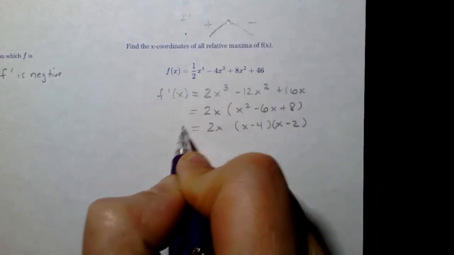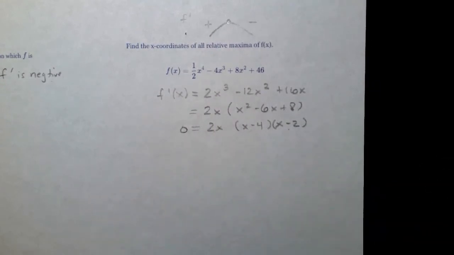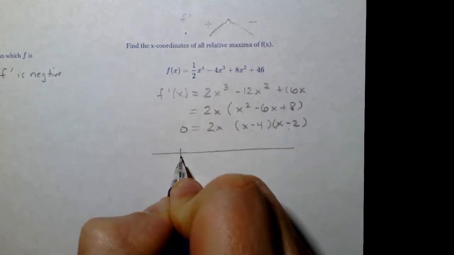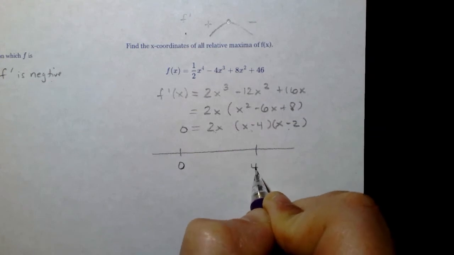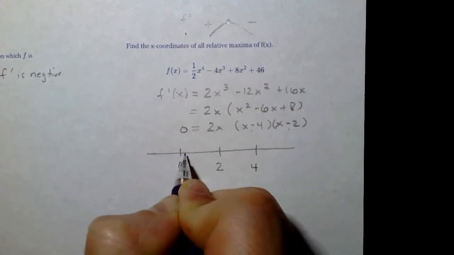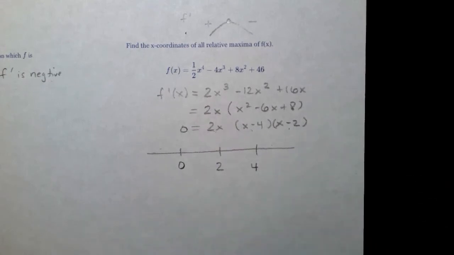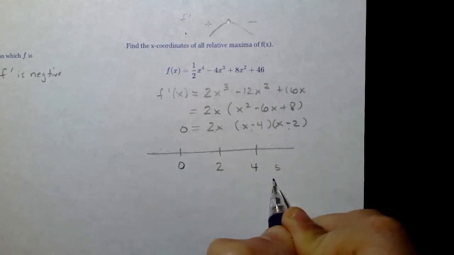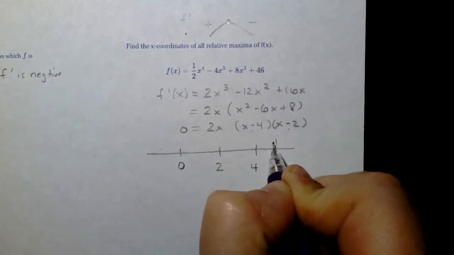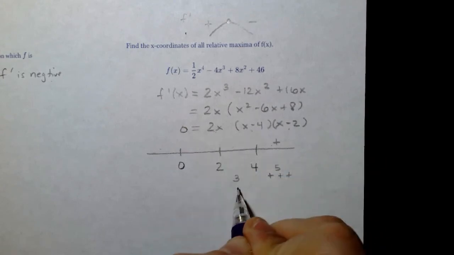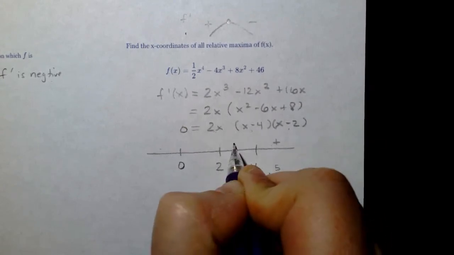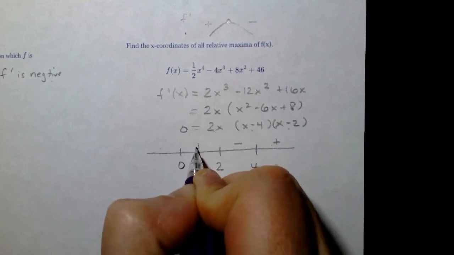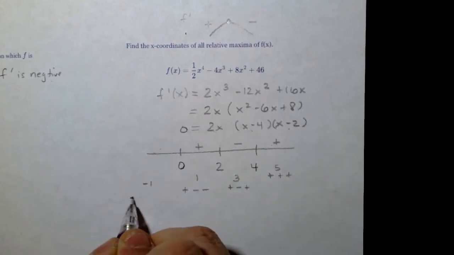This is going to yield 3 different critical points. So my critical points are going to be from the first is a 0, from the second is 4, and from the third is 2, which means I have 4 different regions to check. If I plug a 5 in on the far right, I get positive, positive, positive. If I plug a 3 in, positive, negative, positive. Plug a 1 in, positive, negative, negative. And plug a negative 1 in, negative, negative, negative.